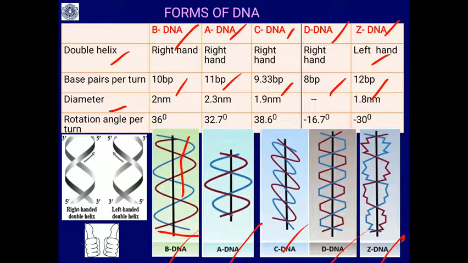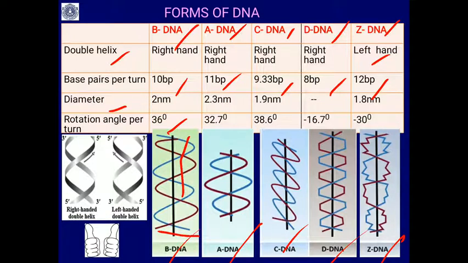C is 1.9 nanometer and Z is 1.8 nanometer. What is the rotation angle per turn? The angle per turn is 360 degrees. So that's why 1 base pair is 36 degrees, 10 base pairs 360 degrees. Here it is 32.7 degrees, 38.6 degrees.